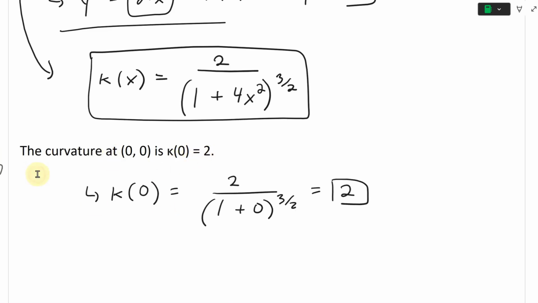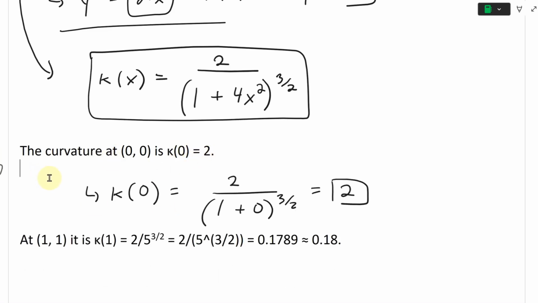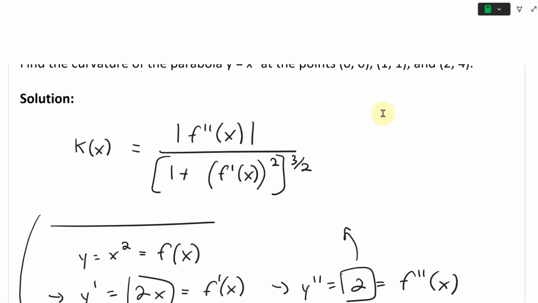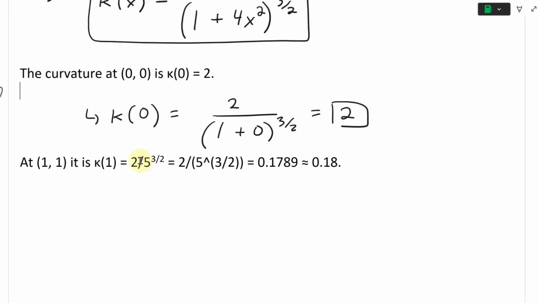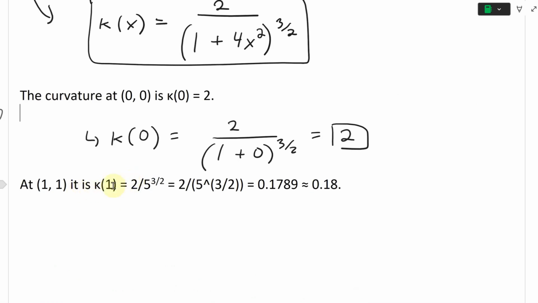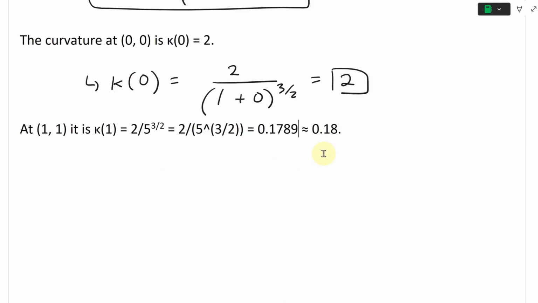That's just like that. And now the next step is at 1, 1. The next one is 2, 4. So at 1, 1, the curvature is, you'll have kappa of 1 equals 2 divided by 5, because if you put a 1 here, it'll just be a 1 and then 1 plus 4. And then that'll just be 5. Yeah, so equals 2 over 5 to the power of 3 over 2. And then again, for the calculator in my OneNote, you've got to write it like this. And then you could just use the built-in calculator. And this equals 0.1789 or approximately 0.18.